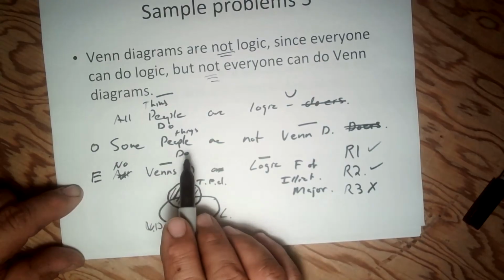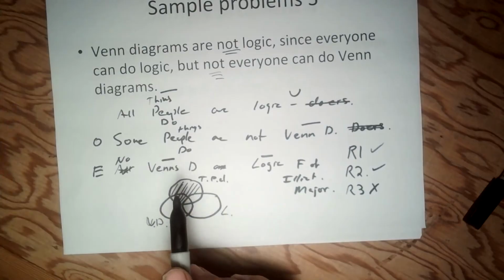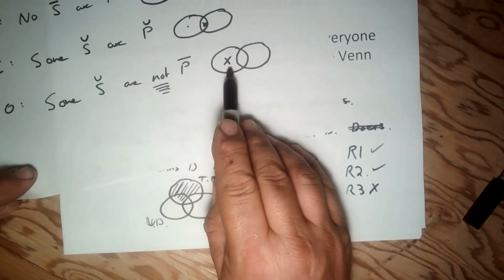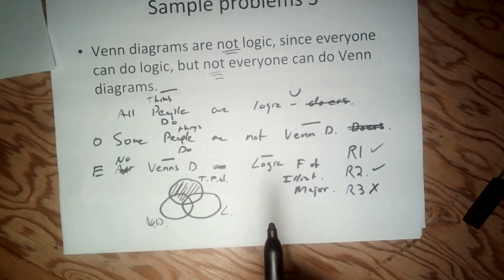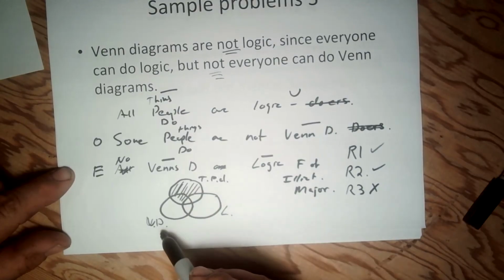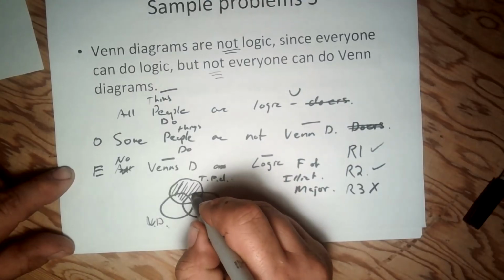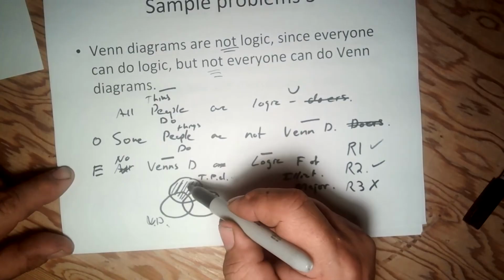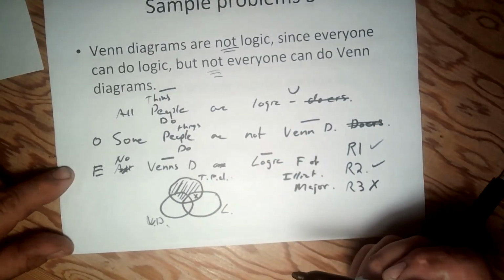Some things people do are not Venn diagrams. So we're drawing an O-form statement. We're putting an X in just the right spot. This is things people do that are not Venn diagrams. So in this circle, but not in this circle, it has to be right there. It could have been in this region, except that's already been shaded. So it must be there.